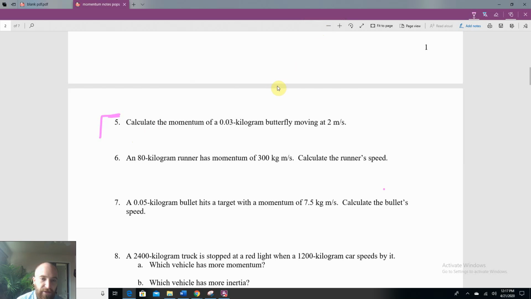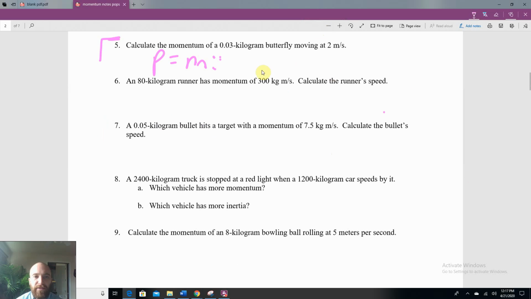Number 5, calculate the momentum of a 0.03 kilogram butterfly moving at 2 meters per second. Alright, momentum is P. So I think the equation that is solved for P would be a good fit here, as in P equals mv.